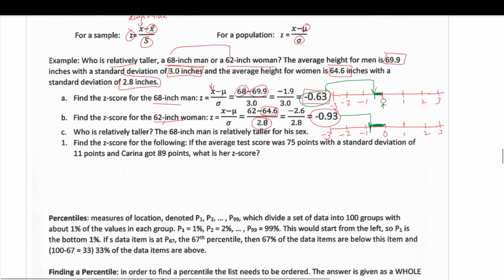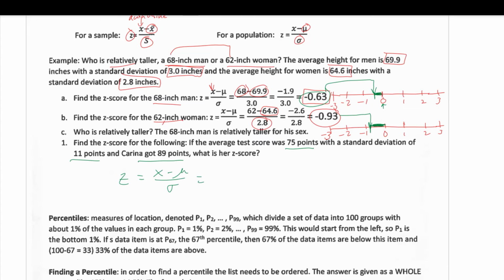All right, so let's do this example here. It says, find the z-score for the following. If the average test score was 75 points with a standard deviation of 11 points, and Karina got 89 points, what is her z-score? Well, again, your z-score is just x minus the mean. Now, it doesn't really matter if this is a population or a sample, because the calculation is done the same way, but I'm guessing since the average test score was 75 points, then we had access to all the data. So I'm going to say that it's a population.